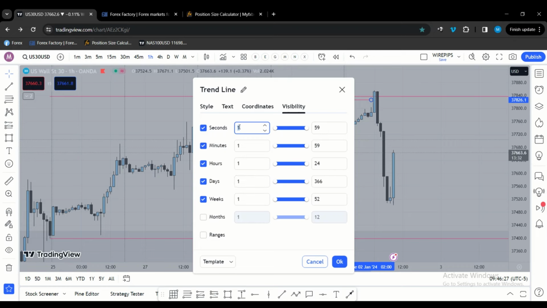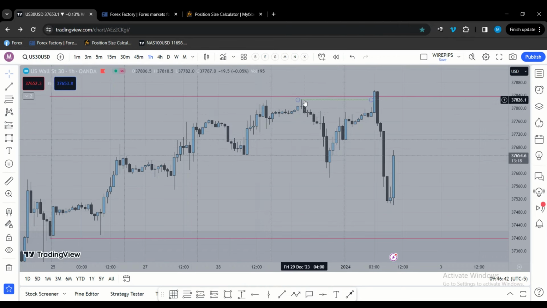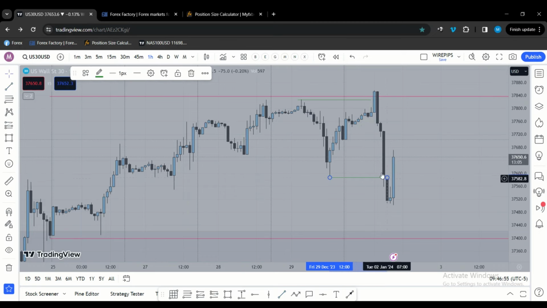Let me change the color of this previous day high so you can see. I'll make it green or red. Let me make it red so you can... No, it's similar. I'm making it green. So the market has taken the liquidity resting above this high here, and the market has also taken the liquidity resting below this low, which is our previous day low. Okay, so we've mapped out this.